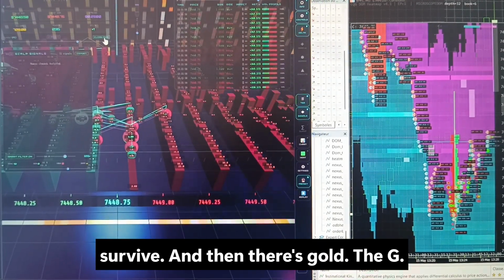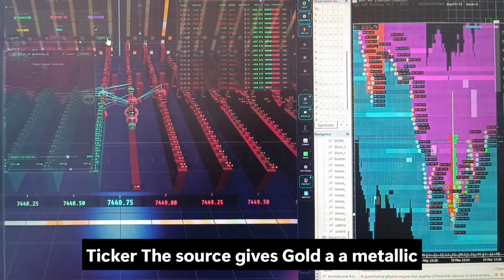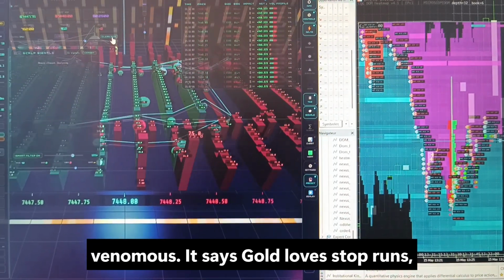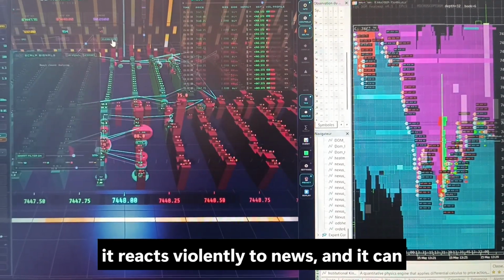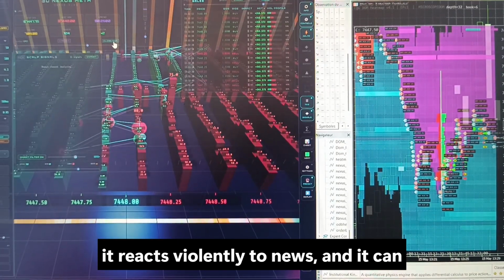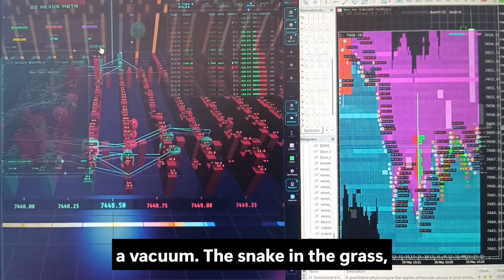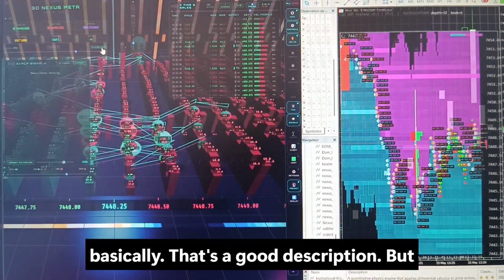And then there's gold, the GC ticker. The source gives gold a metallic personality: brilliant, fast, sometimes venomous. It says gold loves stop runs. It reacts violently to news, and it can burn through 5 to 20 ticks instantly in a vacuum. The snake in the grass, basically.